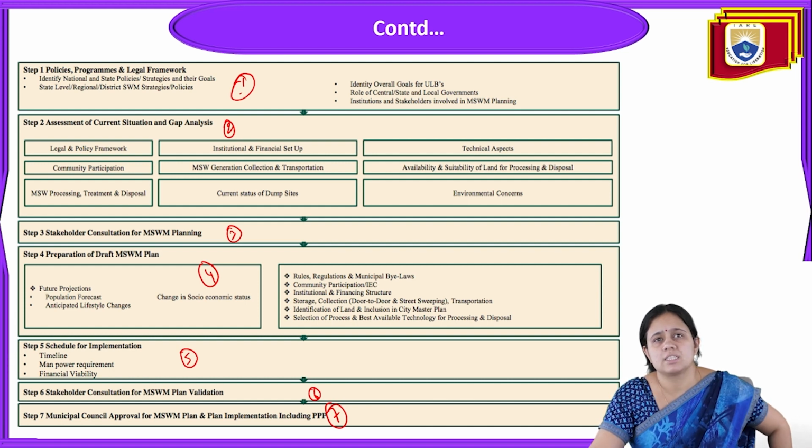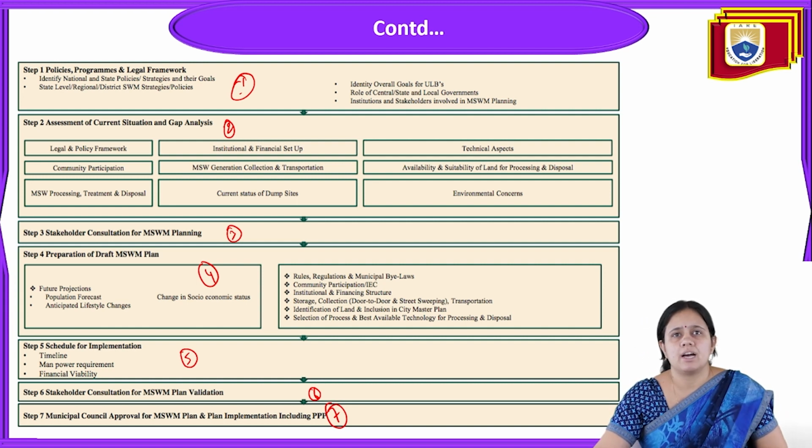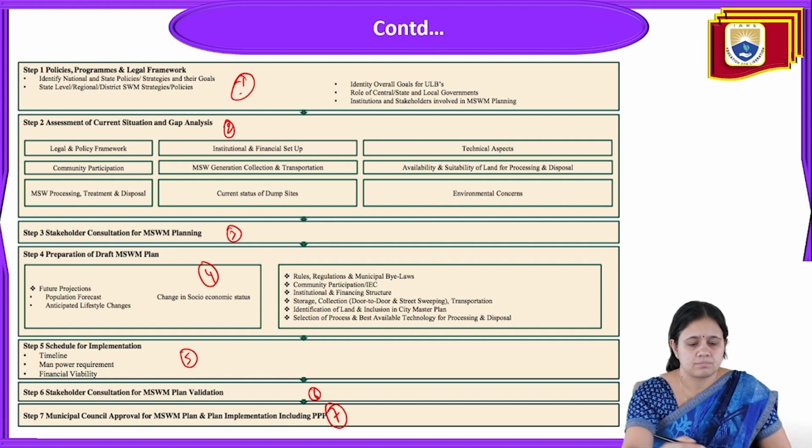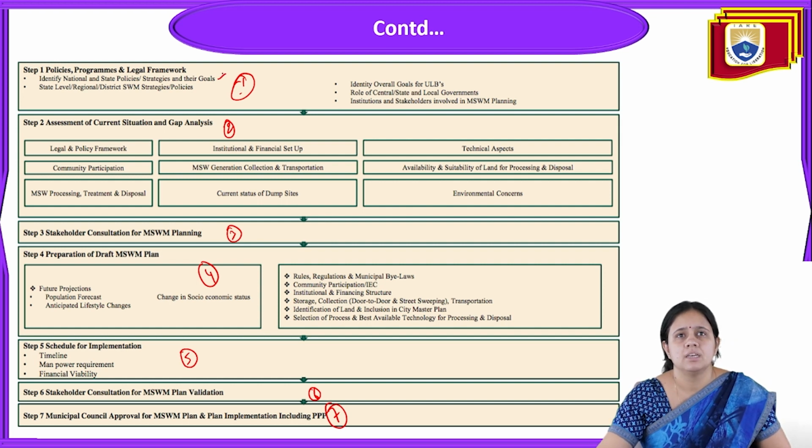So first is step one. Step one is all about policies, programs, and legal framework. What are the different policies that have been given? First, identify the national and state policies, their strategies, and their goals.